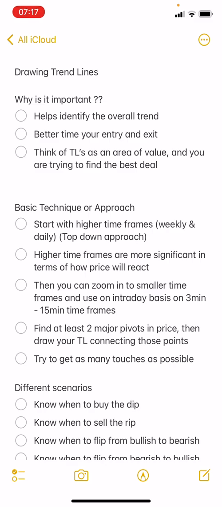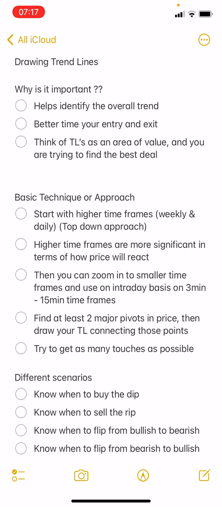So why is drawing trend lines important? Number one, it helps you identify the overall trend. Are we in an uptrend? Are we in a downtrend? Usually if we're in an uptrend, they say the trend is your friend. Trade with the trend, so you want to be buying the dips. If we're in a downtrend, you want to be selling the rips. Every time it pops up, look for a short entry. It's pretty simple.